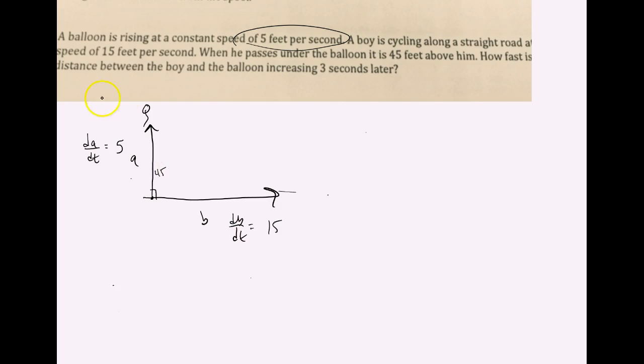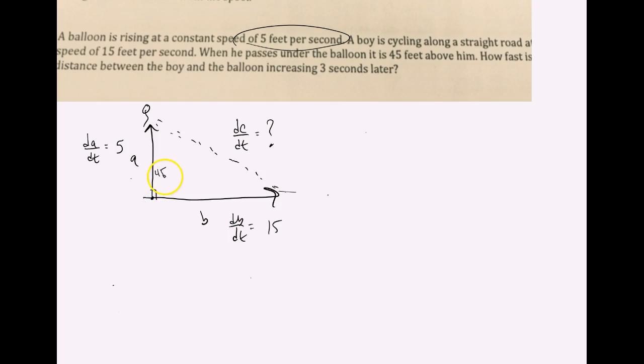How fast is the distance between the boy and the balloon changing? So it doesn't want the distance between them, it wants the rate the distance is changing. So this is what I'm supposed to be finding. Here's my question mark. 3 seconds later. So we're supposed to find this 3 seconds after he passes here.